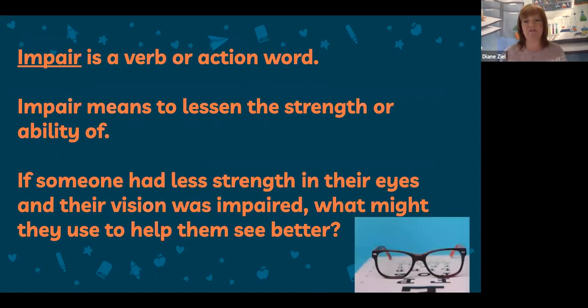Impair. Impair is a verb or an action word. Impair means to lessen the strength or ability of. If someone had less strength in their eyes and their vision was impaired or they were not able to see well, what might they use to help them see better? If you said these eyeglasses, you would be correct. Eyeglasses are a way to help with a visual impairment.